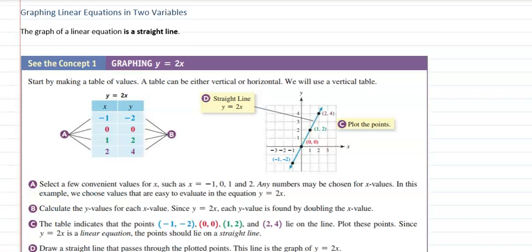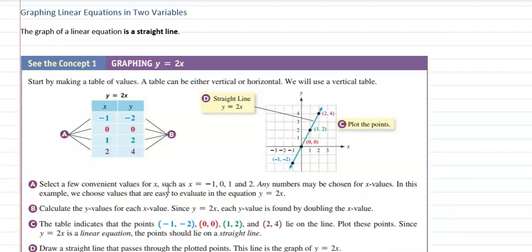Okay, next we're going to look at graphing linear equations in two variables. This is something you're going to be doing a lot in algebra. And it's just the beginning of graphing all sorts of different kinds of equations. So the graph of a linear equation is a straight line. So that's where the word linear comes from. It's a line. So here are the steps.